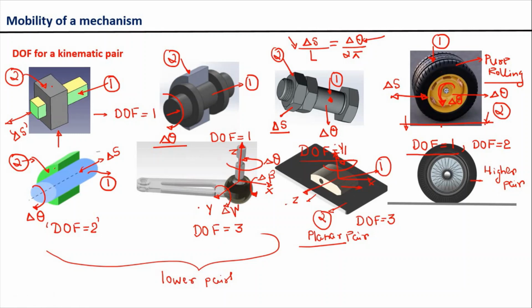As we discussed before, this wheel can turn around its own axis. So one coordinate required to define the motion of this wheel will be delta theta. Another coordinate required to define the motion of this wheel will be delta s, considering that this wheel is slipping relative to the flat surface. So here the degree of freedom of a higher pair is taken as 2.